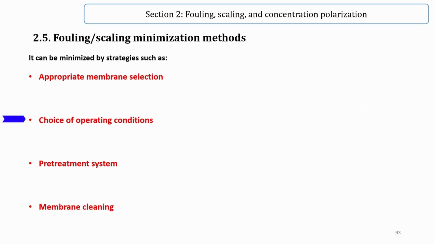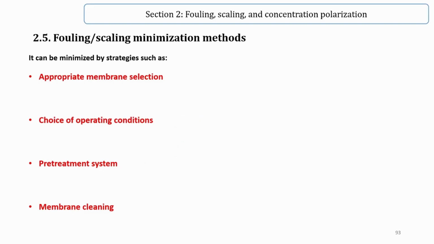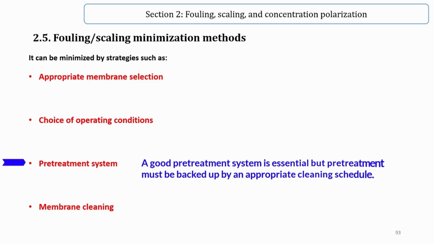Operating conditions during membrane filtration are also vital as they may affect fouling conditions during filtration. For instance, cross-flow filtration is preferred to dead-end filtration because turbulence generated during the filtration entails a thinner deposit layer and therefore minimizes fouling, or by increasing the overflow velocity in cross-flow operation, covering layer formation can be removed.